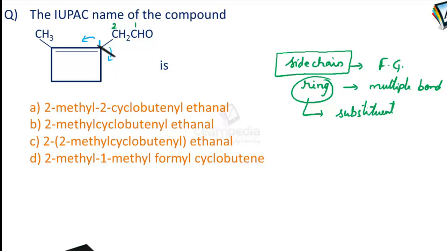So that is the reason why we need to give numbering in this direction, so that the double bond comes in between the first and second carbon. And this is 3 and this is 4. And from this it is very clear that there is a methyl group at the second position on this ring. So our name starts like this.